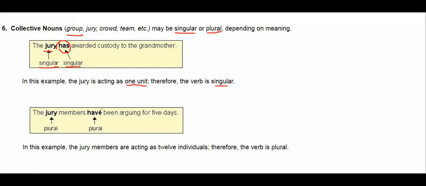The jury members have been arguing for 5 days. Now we are talking about the jury members, which is going to be plural. Since it's plural, the verb is going to be plural as well. In this example, the jury members are acting as 12 individuals, 12 different people. Therefore, the verb is plural.